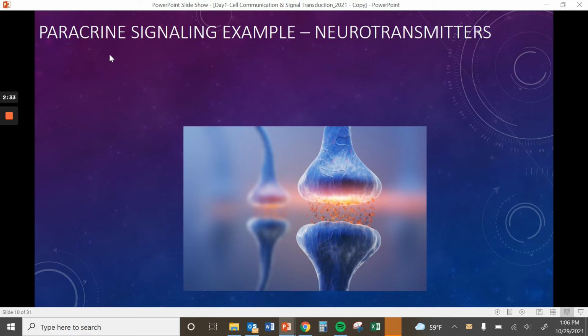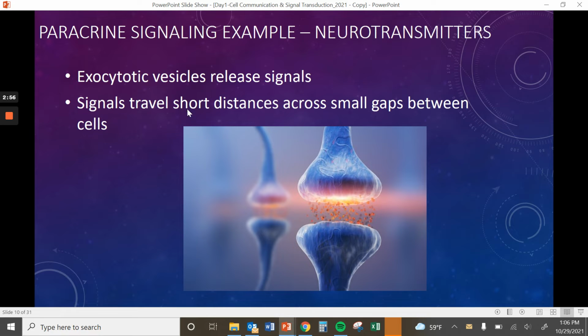An example of paracrine signaling, when we have cells that are close to but not directly touching, are our neurotransmitters in neurons. Okay, so you might have known this example in the past, but we have exocytotic vesicles releasing. So that means we're doing exocytosis here, releasing little packets of vesicles that have signal molecules in them, and they will go to another cell that is very close by. They can travel short distances across small gaps between the cells. Okay, and we have a video here showing that. Give it a second to load. Here we go.